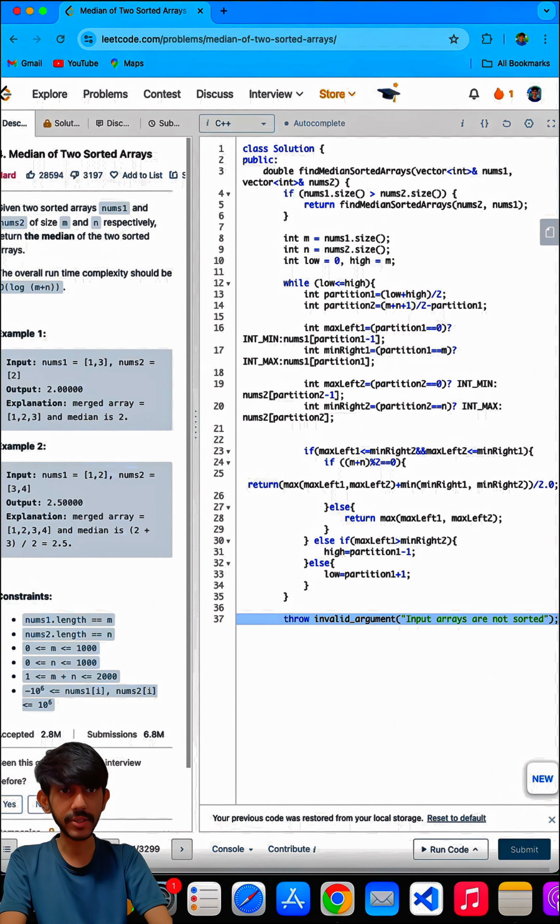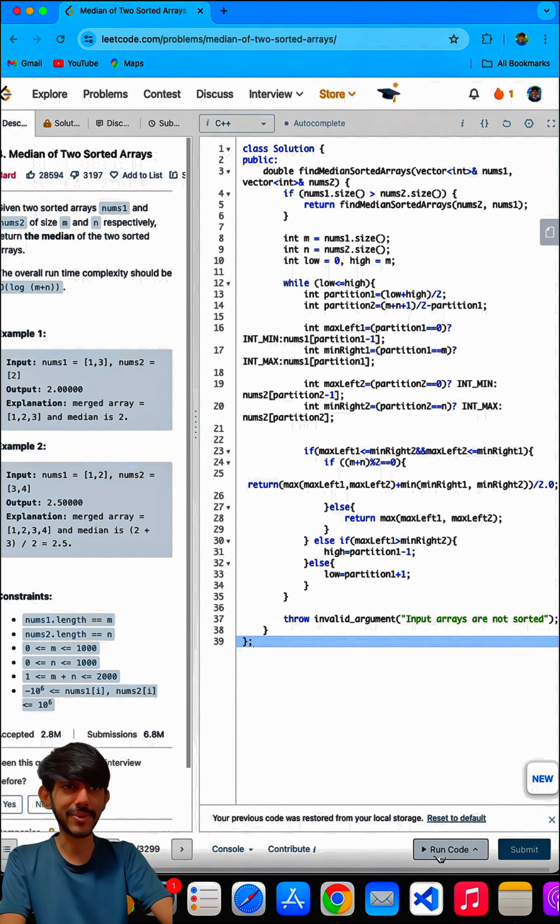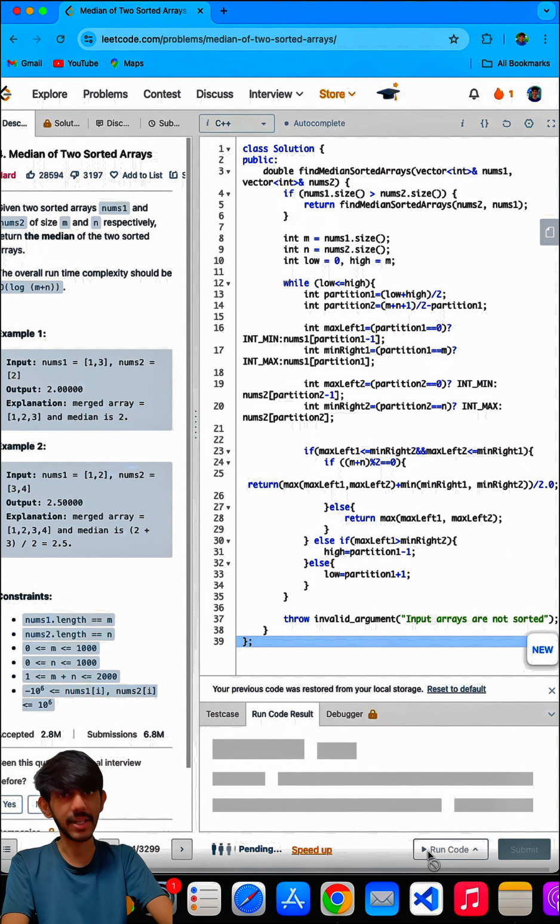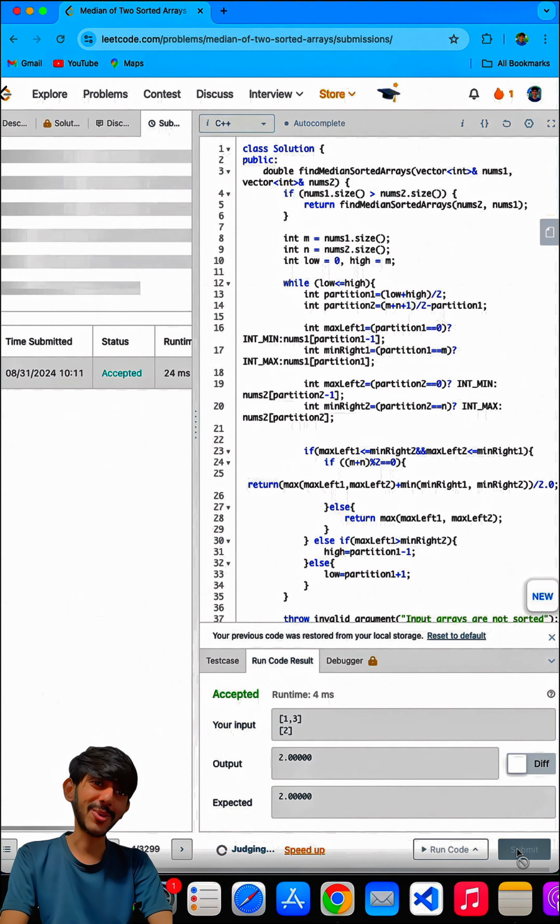So now our code is done. Let's compile it and see whether it is running or not. After compiling this, yeah, it's running. As you can see here, our code is successfully running.